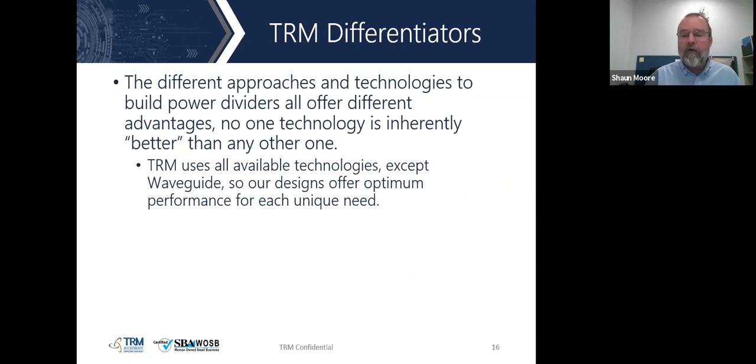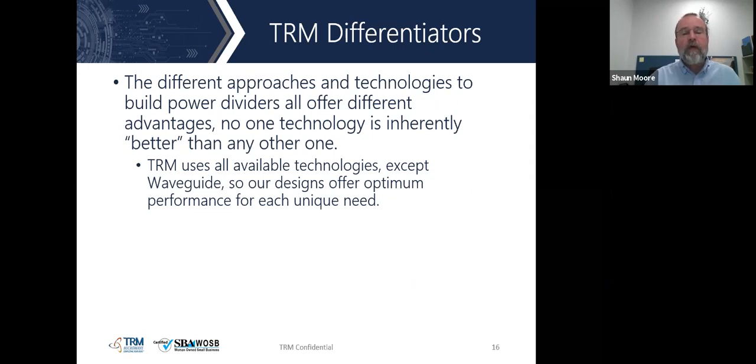Some of our competitors do one technology, but they don't do this other technology. TRM uses all the available technologies to be able to do this, whether it is lumped element, microstrip, strip line, coplanar waveguide, suspended strip line. The only technology we do not use is waveguide. And waveguide certainly has its advantages. It is something that, from a business standpoint, we have opted not to bring in-house at this point.